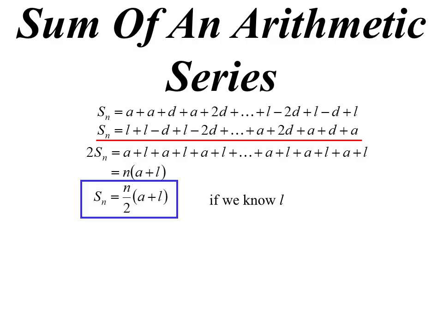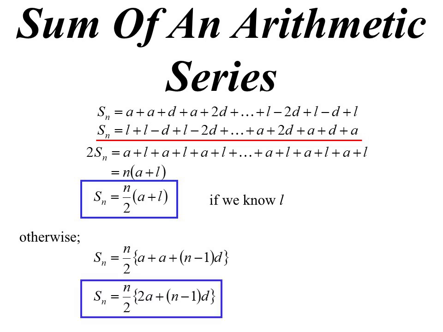Divide both sides by 2 and we get a formula, which is great if we know what the last term is. If we don't know what it is, that's fine. For the last term, I'll just substitute in the general term, a plus n minus 1 d, and we get another formula that we can use if we don't know what the last term is. We get n on 2 times 2a plus n minus 1 d.